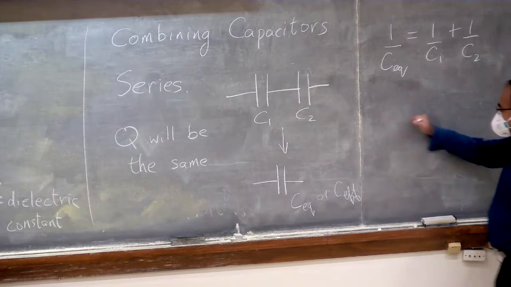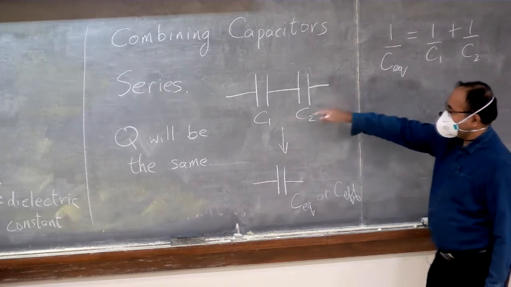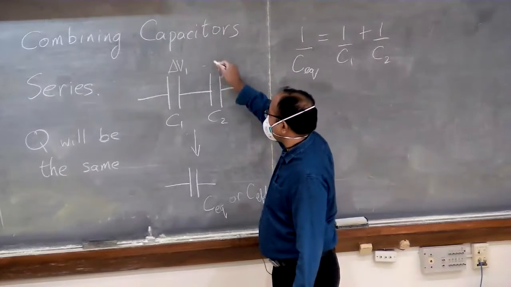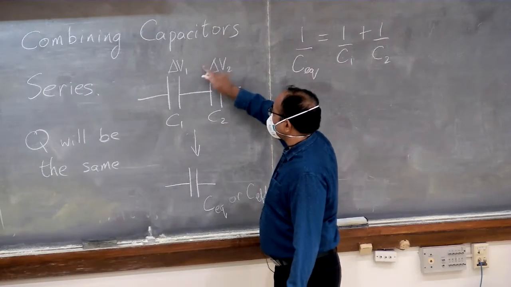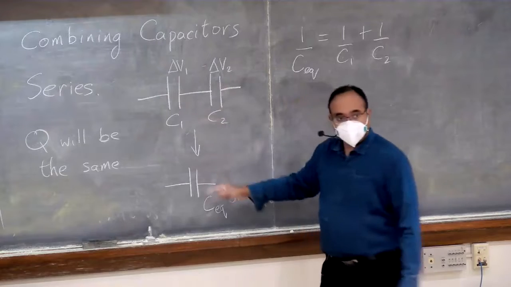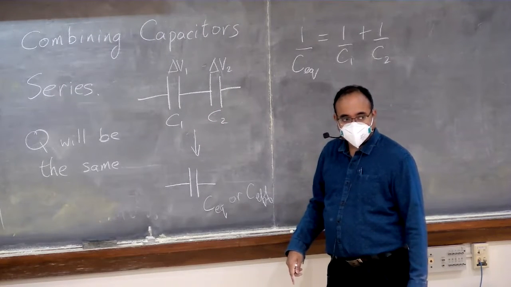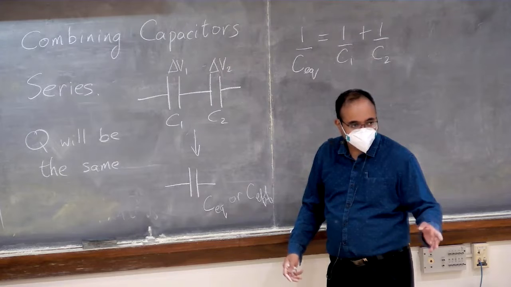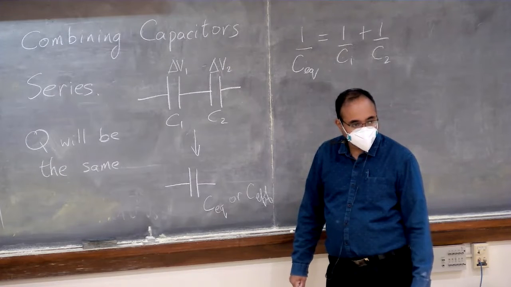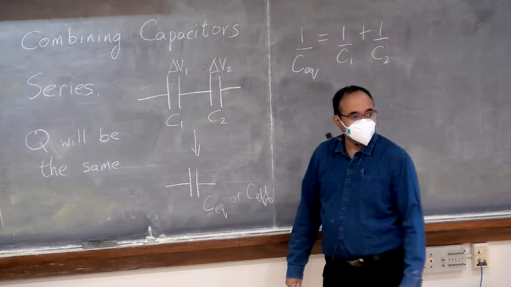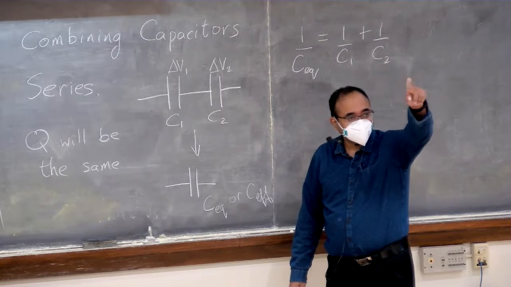Now, the reason for this is when we replace these, let's say this one has a voltage delta V1 and this has a voltage delta V2. If we replace these with a single one, is that a question? Yeah. Okay. I thought that was for in parallel. No, you're thinking of resistors. Oh, another question? Okay.